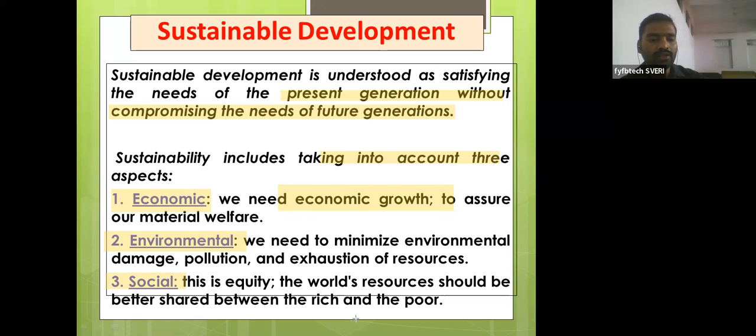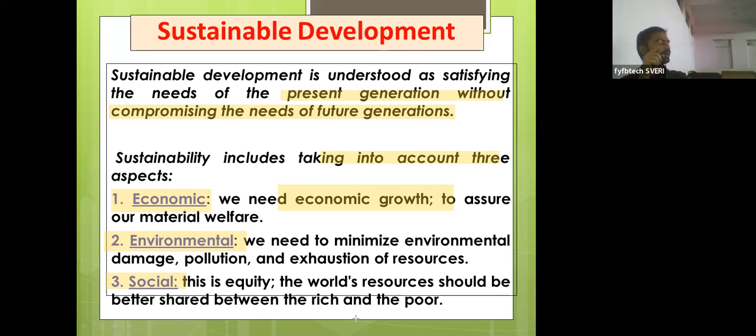Then in the social, this is the equity. The world's resources should be better shared between the rich and poor. Some of the countries are rich, some are poor. Why? Because there is no social transformation. So the countries in the rich state and the countries in the poor state should help each other so that social balance will take place. So that is about the social sector.